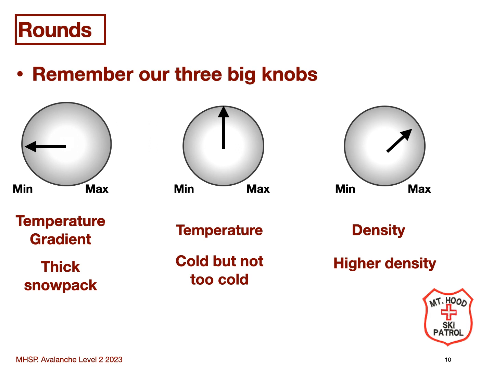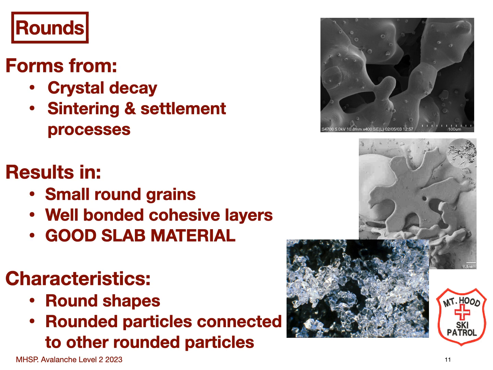Let's look now at rounds or rounding metamorphism. Going back to our three big knobs, rounding metamorphism occurs when the temperature gradient is small, temperature is warm, that is near freezing, and the snow is higher density, limiting ice lattice voids for crystal growth. Rounding results in small rounded grains that form well-bonded cohesive layers. Rounds form in low temperature gradient environments due to crystal decay or sintering. When you look at rounded snow under the microscope, you typically see round particles bonded to adjacent particles through thin necks, as shown in the top photo on this slide.